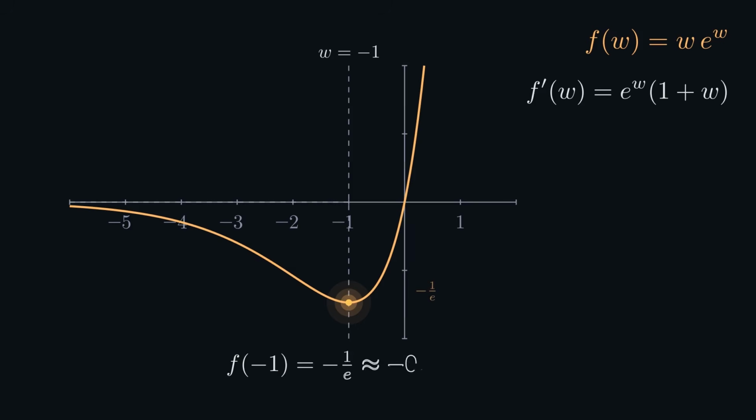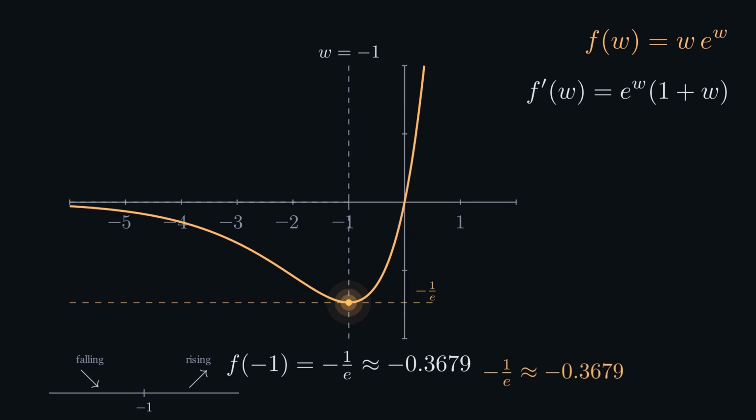And the value there? F of -1 equals -1 times e to the -1. That is -1 over e, about negative 0.368. Check the sign of the slope. To the left of negative 1, the function is falling. To the right, it is rising. So negative 1 over e isn't just a minimum. It is the global floor. There is no input anywhere that makes w times e to the w dip below negative 1 over e. Remember that number. It is about to control everything.